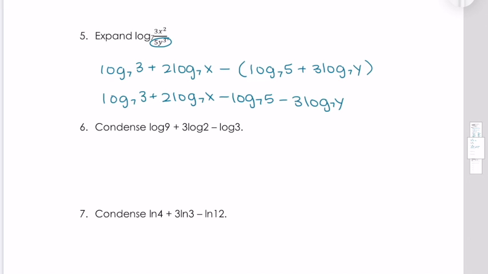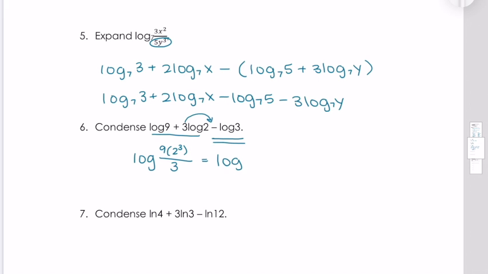All right, now we are doing the opposite. We are condensing. So log of 9 plus log 2 to the third is going to be log of 9 times 2 to the third. And then subtracting log of 3, that's going to be over 3.